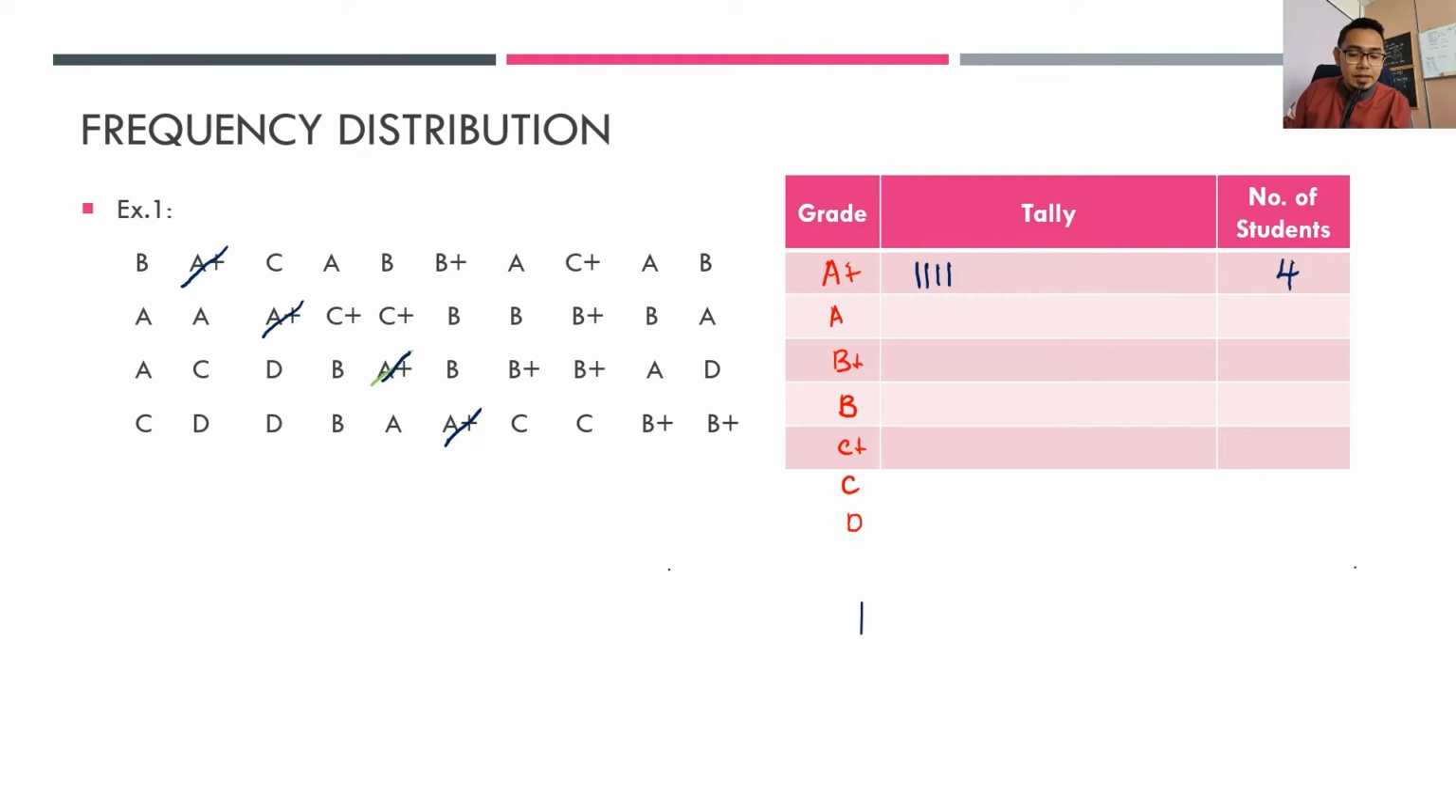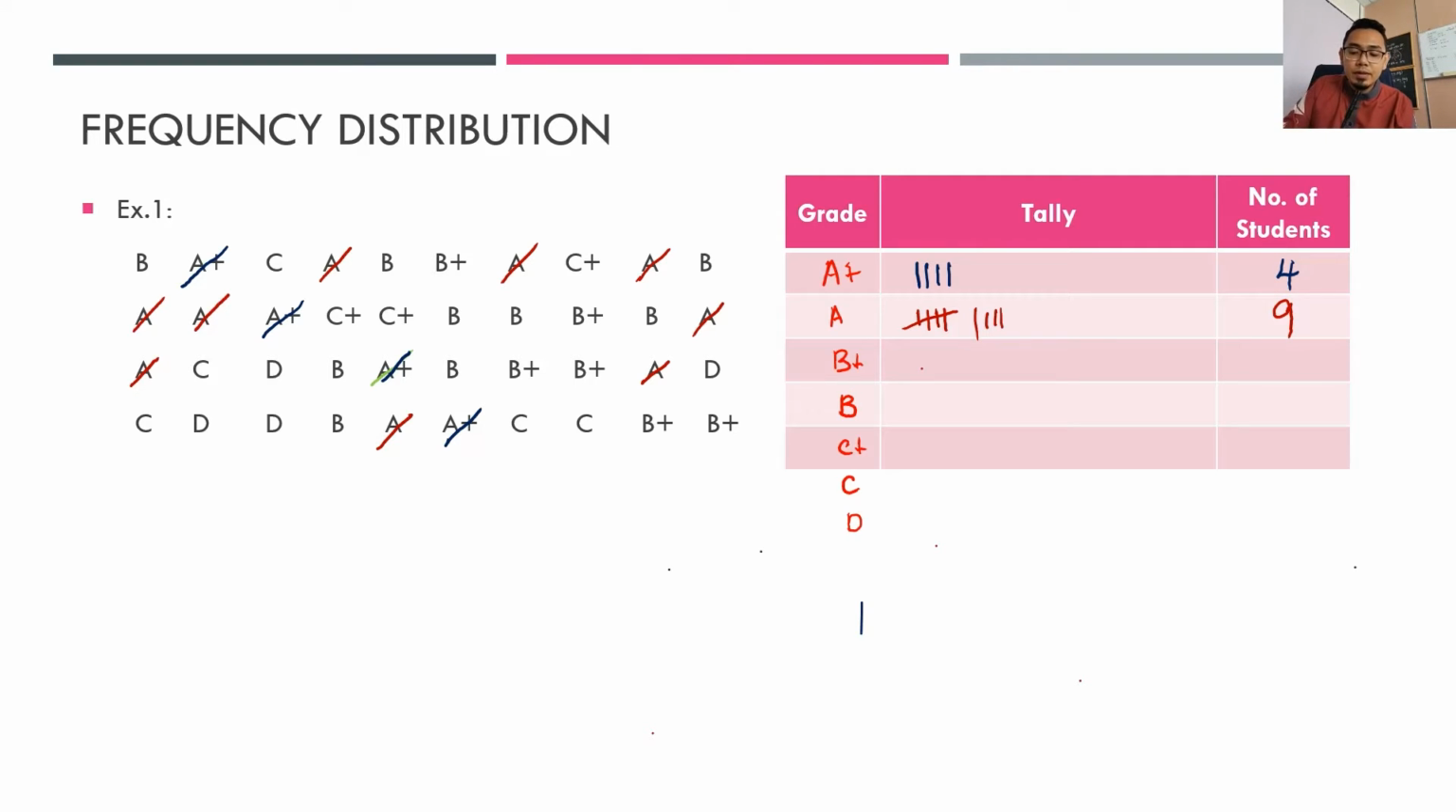Let's now do it for A. Maybe you can use another color. A1, and then A. When you have 5, you have to cross like this. We call this tulang ikan, so tally. This is what we call tally. Then we have another A here, and how many A's already? I think 9. So 1, 2, 3, 4, 5, 6, 7, 8, 9. Yes, we have 9 A's here. So 9 students scored A.